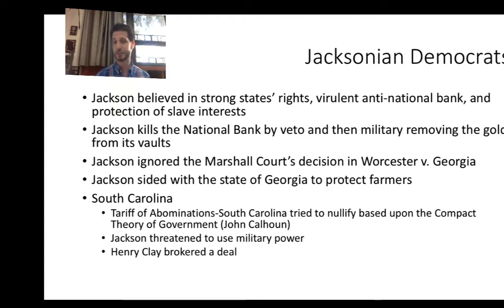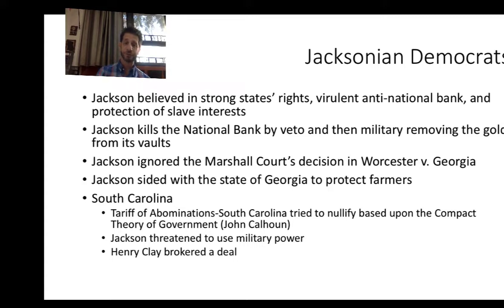Eventually, they had to take their case to court, though, and they took their case to the Supreme Court in 2 different cases. One of those cases was Worcester versus Georgia, in which the Supreme Court Justice, John Marshall, sided on the side of the Native Americans, saying that the states had overstepped their boundaries in trying to take away this land. Jackson basically said, yeah, whatever, and sided with the state of Georgia to protect farmers.